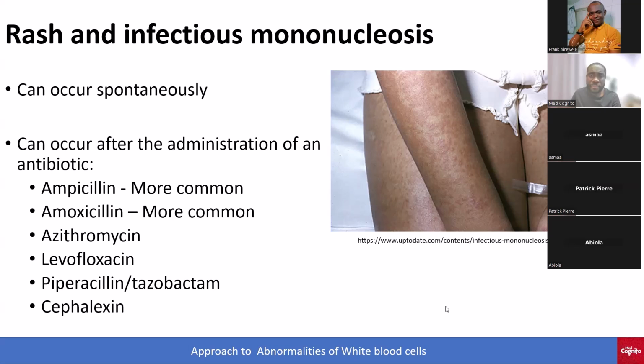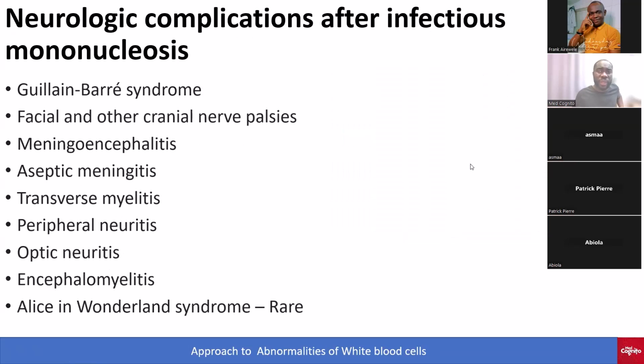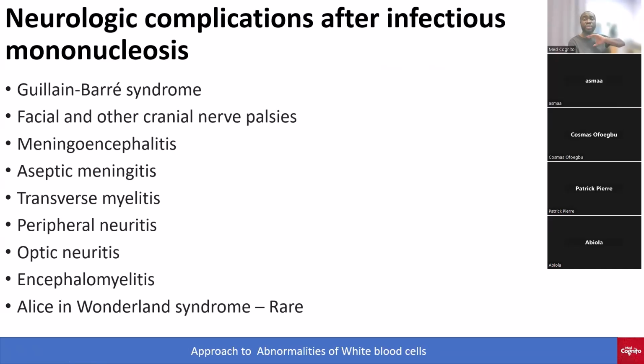Okay. Levofloxacin, piperacillin-tazobactam, and we have cephalexin. Cephalexin, yeah. Okay, good. Azithromycin. Okay, good. Now, another thing we need to learn when dealing with infectious mononucleosis: what are some neurologic complications of infectious mononucleosis?